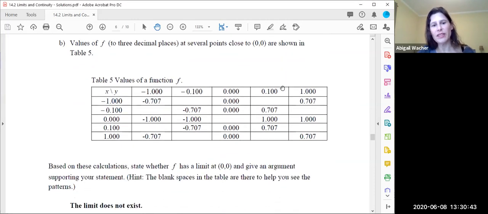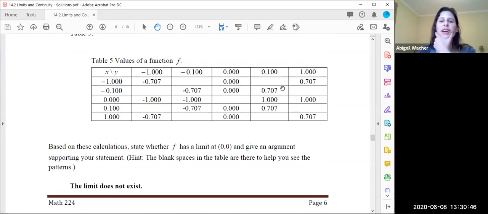Okay, so based on these calculations, state whether f has a limit at 0, 0 and give an argument supporting your statement. The blank spaces in the table are there to help you see the patterns, which we just discussed. So here, what we're observing is that as we approach that center point from different directions, the limit does not exist.